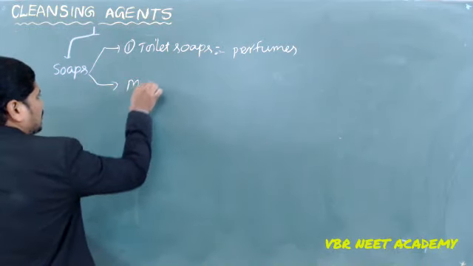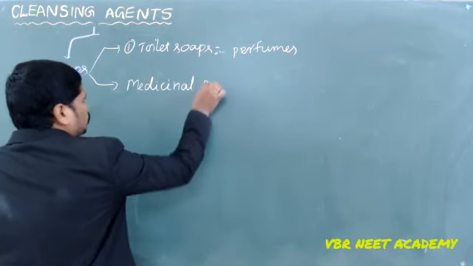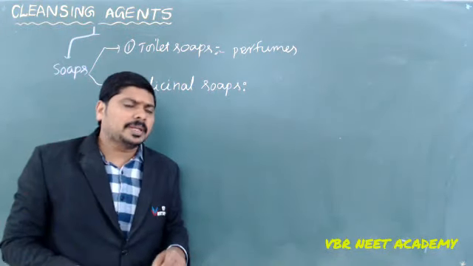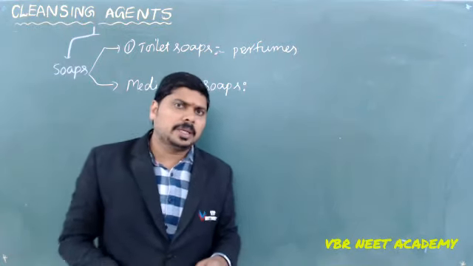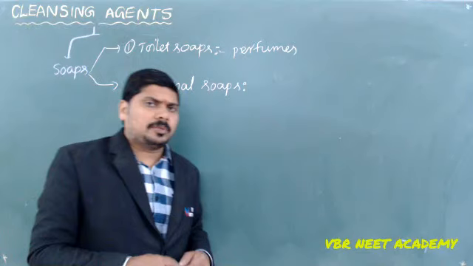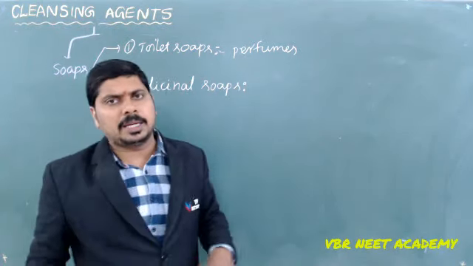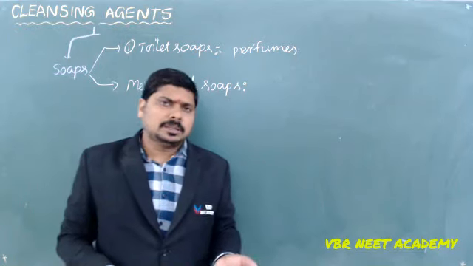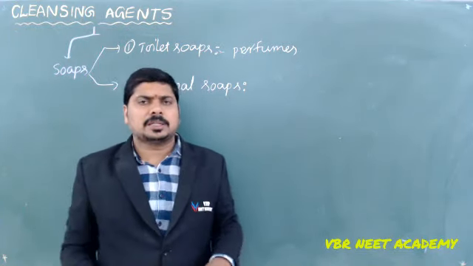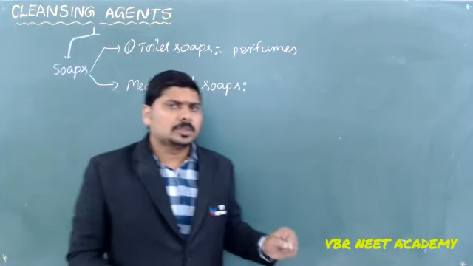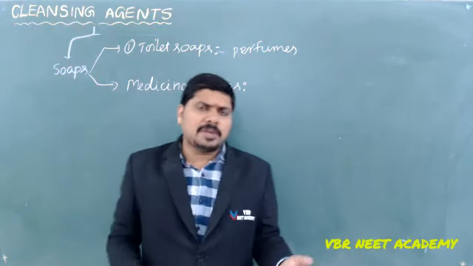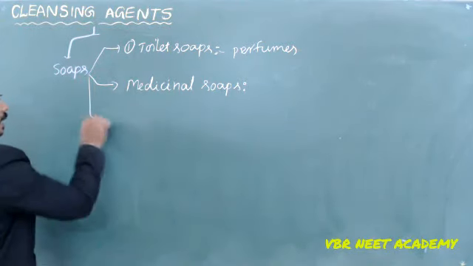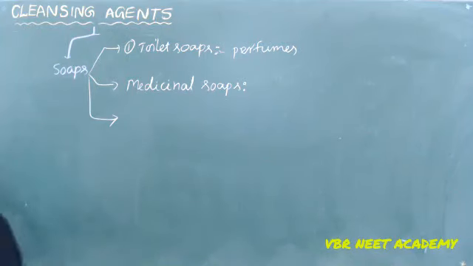Then we have medicinal soaps. What are medicinal soaps? The medicated ones. Commonly bisphenol is added to a soap to give the antiseptic property. Whatever microbes we have, those microbes can be cleaned by the bisphenol added to the soap. Other than this, what medication do you want? Some skin gets dry, so they require an antioxidant to be added. So vitamin E is added naturally. Otherwise, based on whatever medication is required, medicated soaps can be prepared by adding a suitable medicinal value.